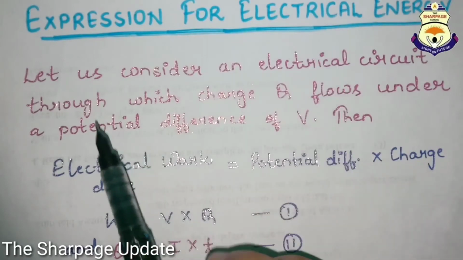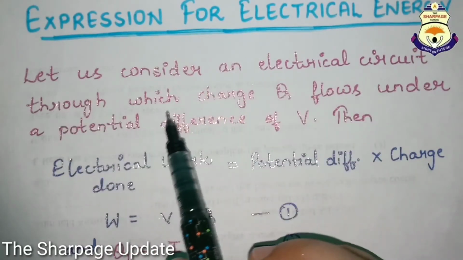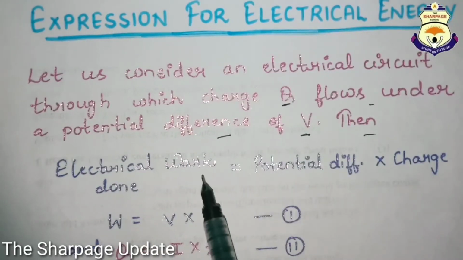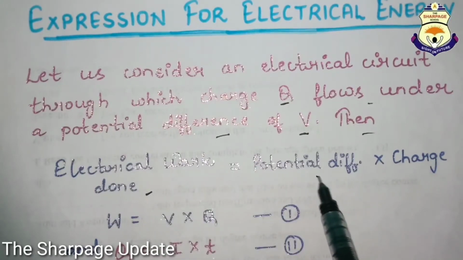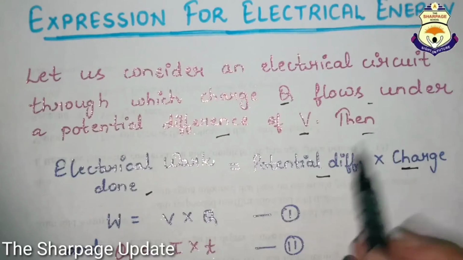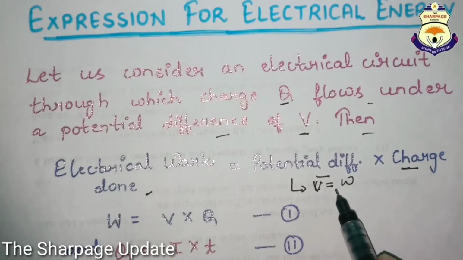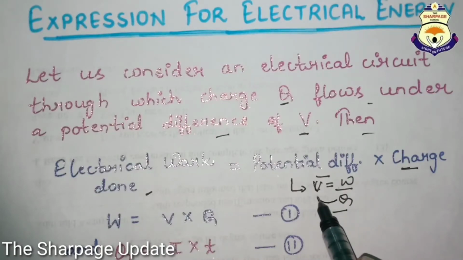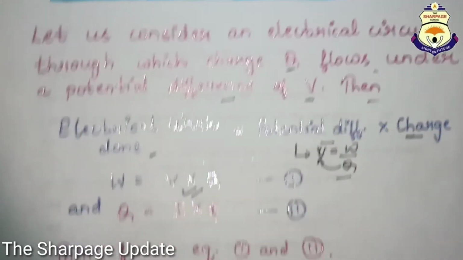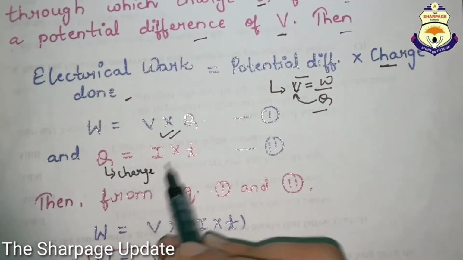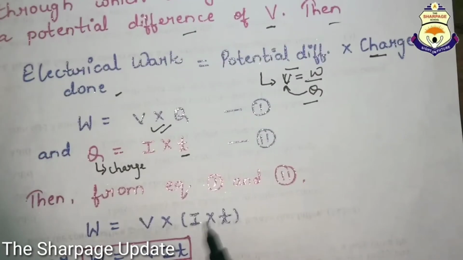For this, let us consider an electrical circuit through which charge Q flows under a potential difference of V. Then electrical work will be equal to potential difference into charge, because potential difference is equal to W upon Q. Work done will be equal to V multiply Q. And as we already know, charge is equal to current into time, that is Q is equal to I into T. Now from equation 1 and 2, what do we get?